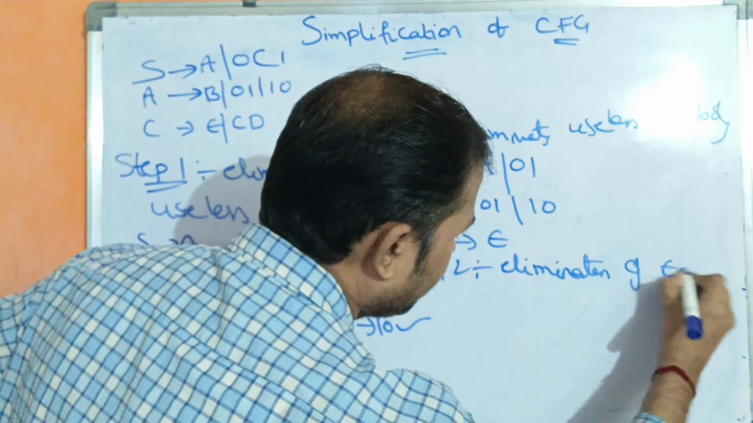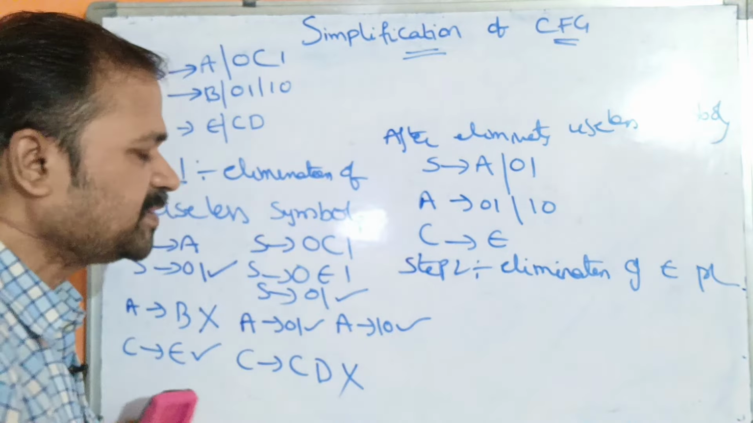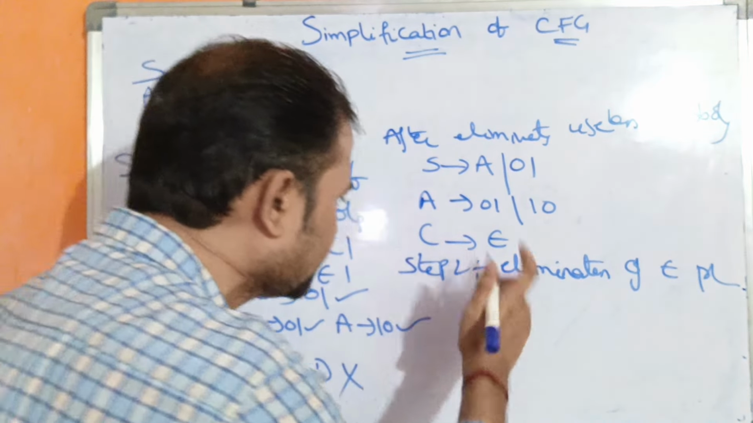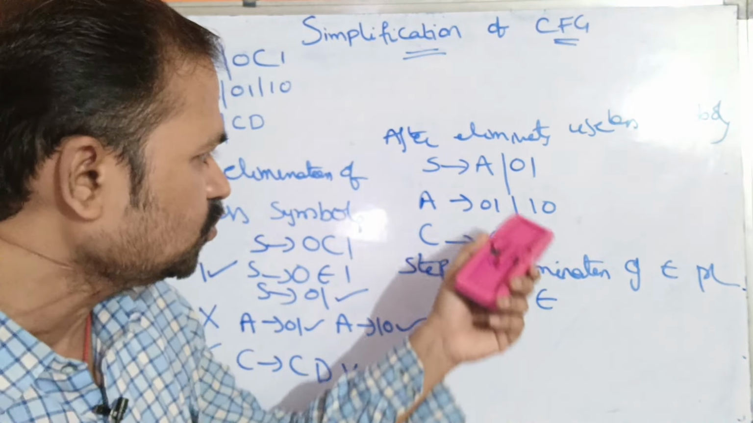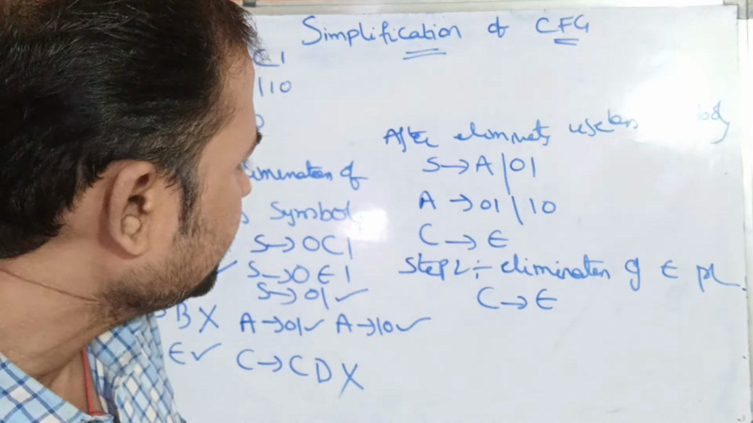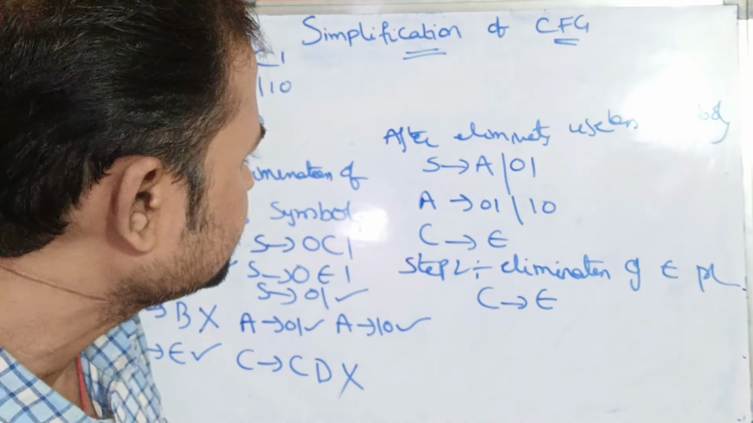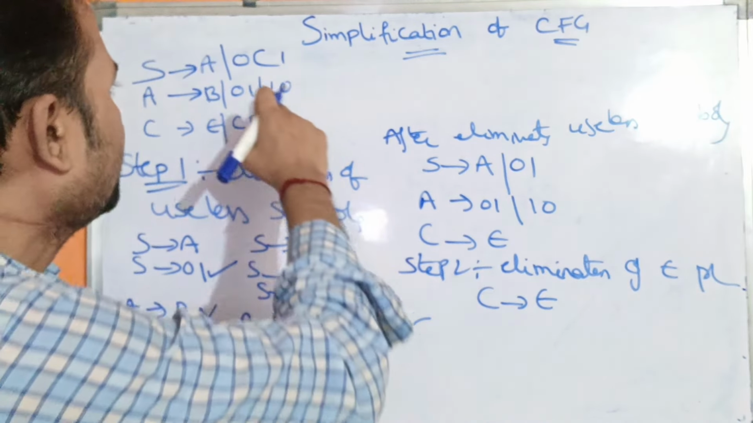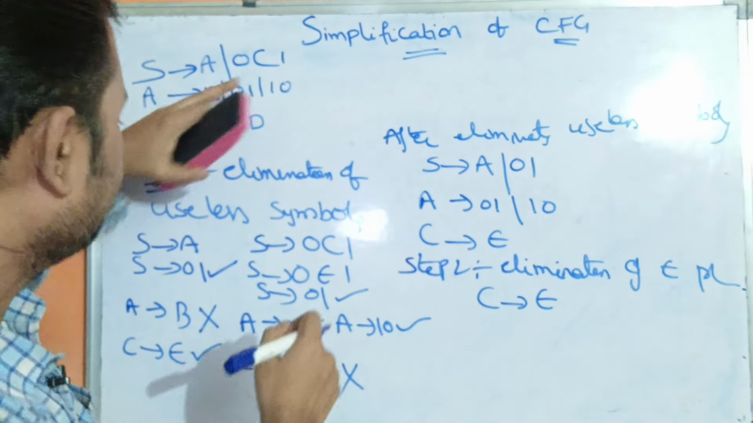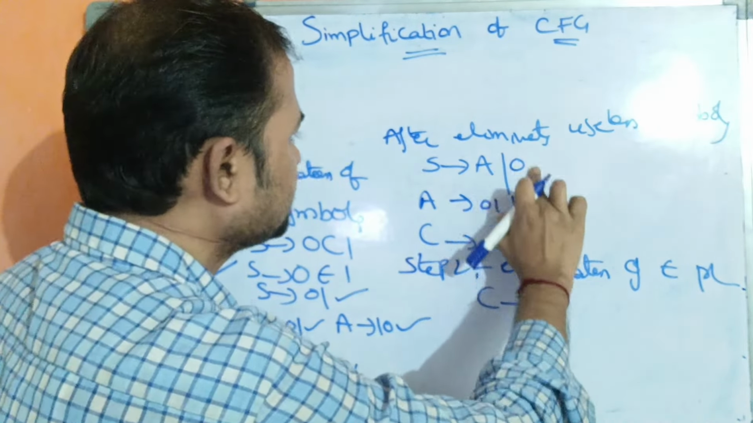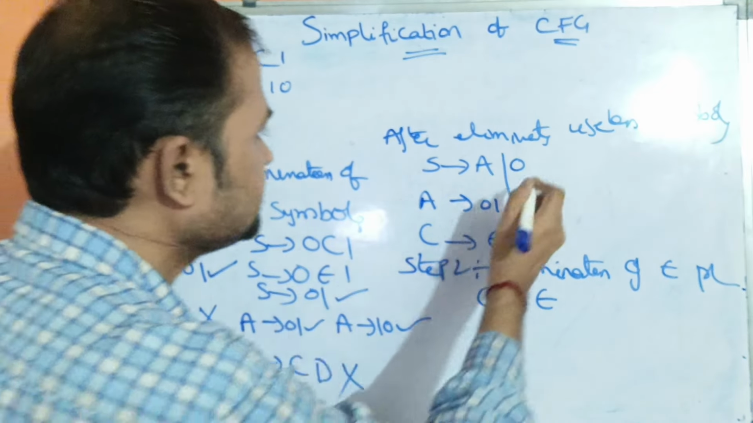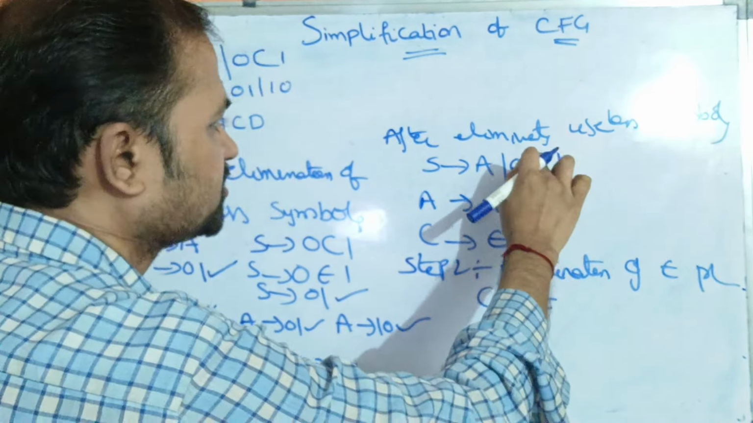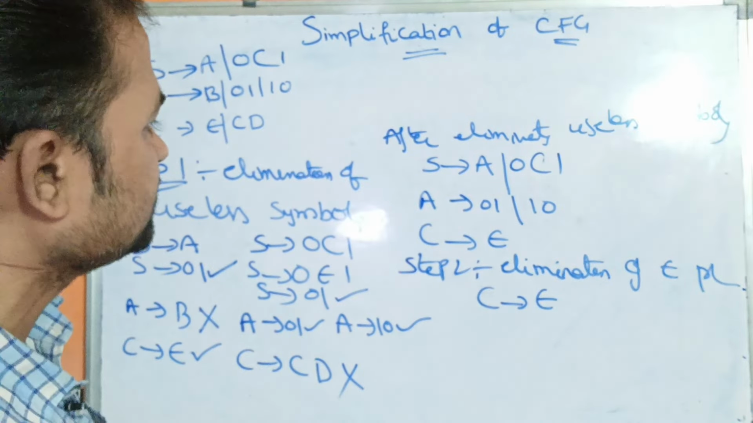Elimination of epsilon production. For that purpose, here we have only one epsilon production, that is C produces epsilon. Here C implies epsilon, so this is the useless symbol. Here we have 0 C 1. What is the production? 0 C 1 is the production. S implies A, S implies 0 C 1.